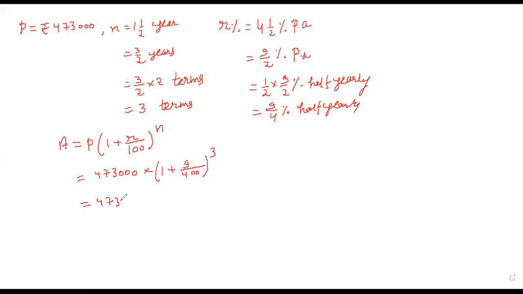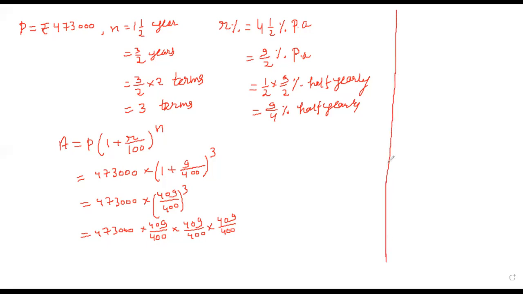So 4,73,000 into 400 plus 9, 409/400 whole cube, which is equal to 4,73,000 into 409/400 into 409/400 into 409/400. So this is the amount which we have to find in rough. First of all, 409 whole cube we have to find.